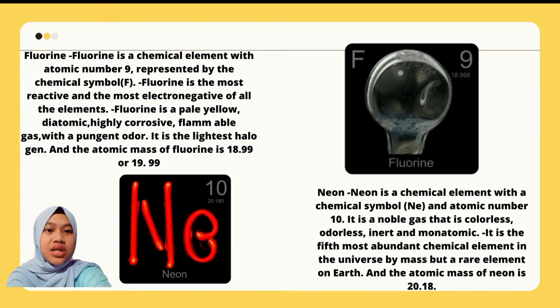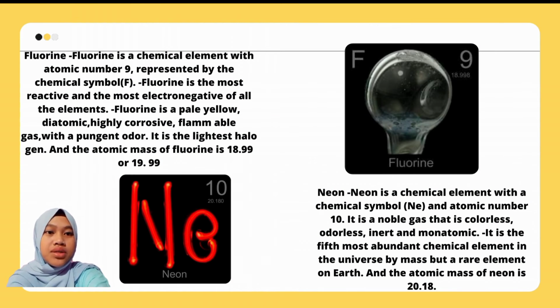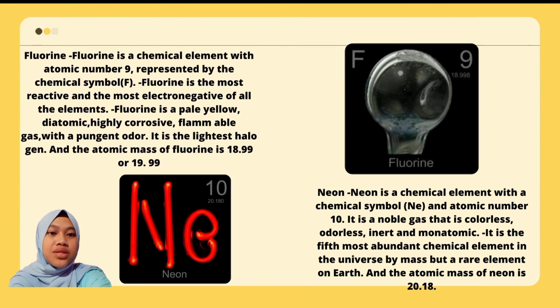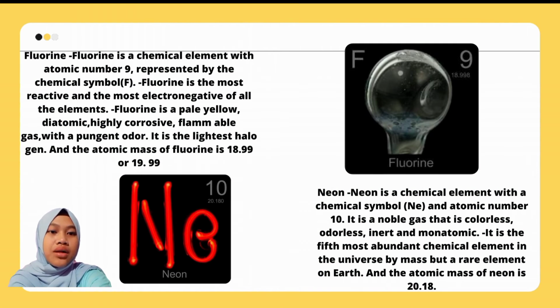The next is the neon. Neon is a chemical element with a chemical symbol Ne and atomic number 10. It is a noble gas that is colorless, odorless, inert, and monatomic. It is the fifth most abundant chemical element in the universe by mass but a rare element on Earth. And the atomic mass of neon is 20.18.